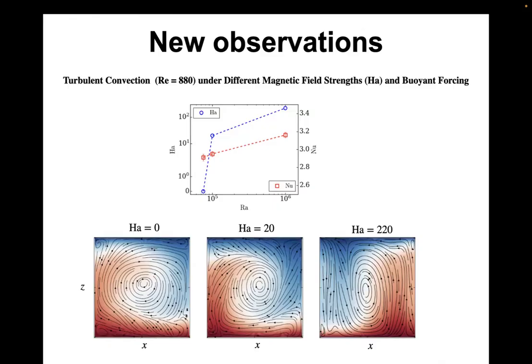We use three different strengths of magnetic field quantified by the Hartmann number, Ha, and adjust the buoyant forcing, which is quantified by the Rayleigh number, Ra, such that the intensity of turbulence remains the same in all the cases. In the first plot, I am showing the plots of the Hartmann number and the non-dimensional heat flux, the Nusselt number, versus the buoyant forcing.